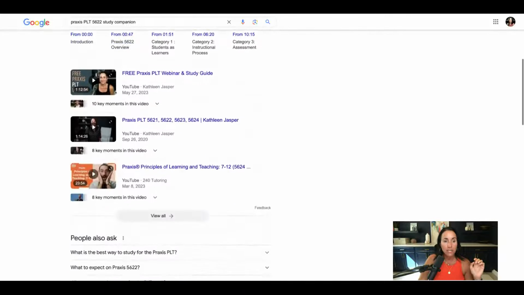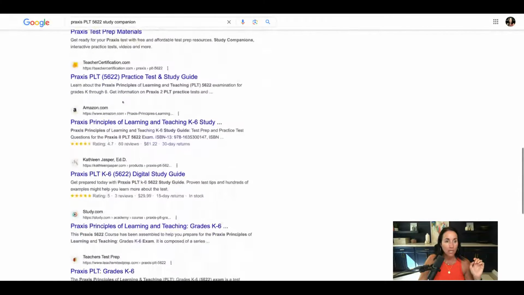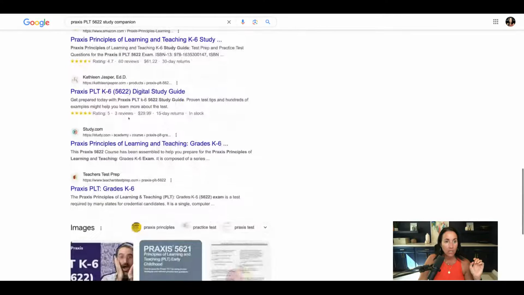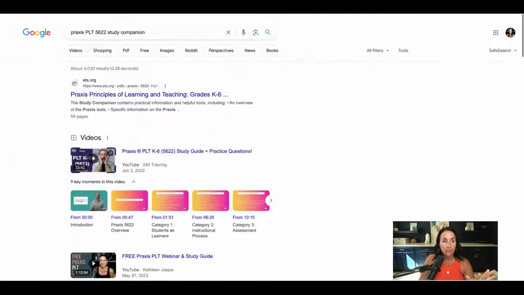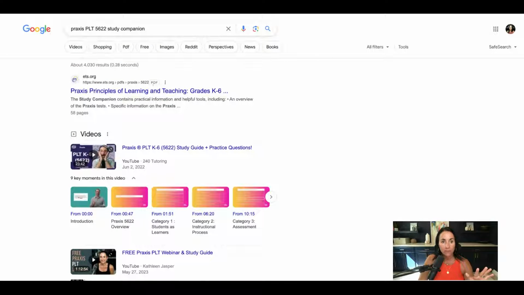Now, underneath, you'll see lots of ads. You'll see my study guide here. Here I am. You'll see pictures. You'll see videos, all that. Forget that for now. And you see here it says PDF. This is the study companion. This is going to lay out the standards, the content categories, the test specifications, sample questions, all of that. So that's really important for you to have a look at.